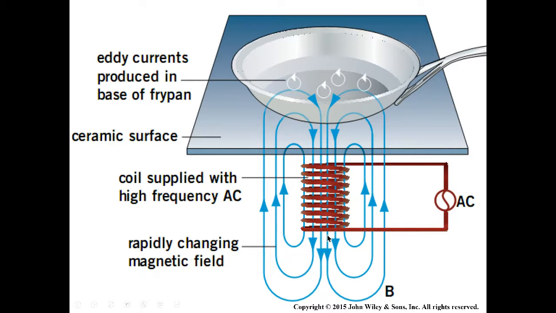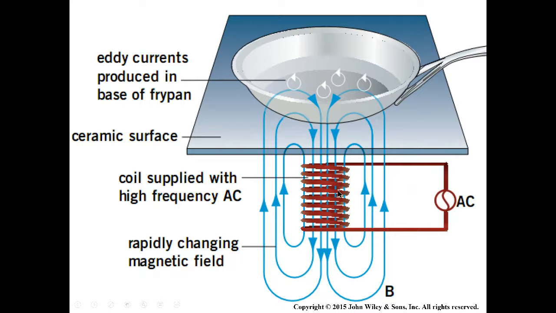So what happens is you now turn on, and the coil is supplied with high frequency alternating current that you get from your power supply. And this rapidly changing magnetic field, because the current is now flowing, there is now a magnetic field that is produced due to the current that is flowing.